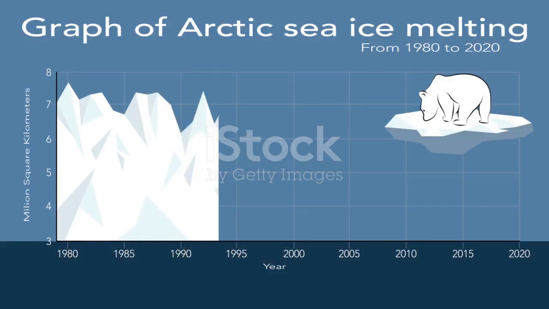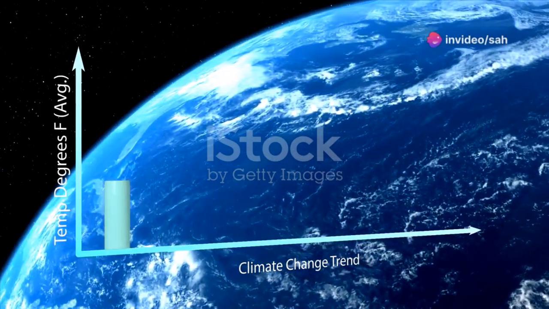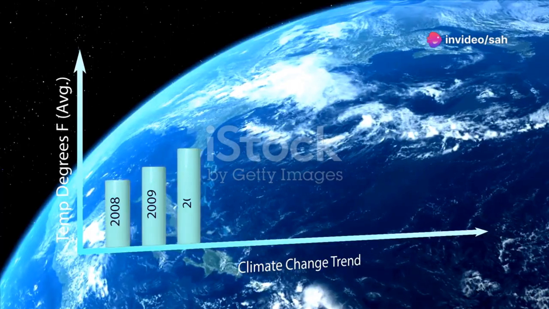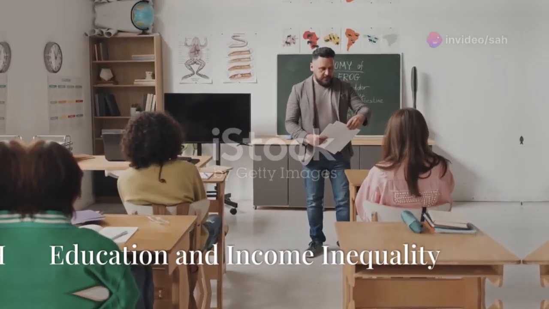Illustration 1. A chart comparing sea ice extent over time, showing a clear downward trend. This visual helps readers quickly grasp the impact of climate change on polar bear habitats.